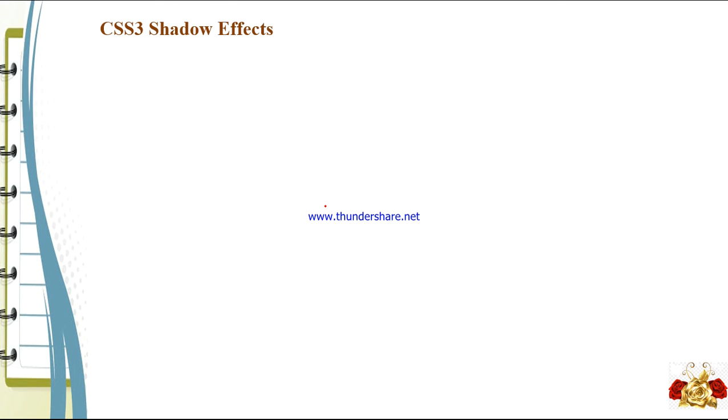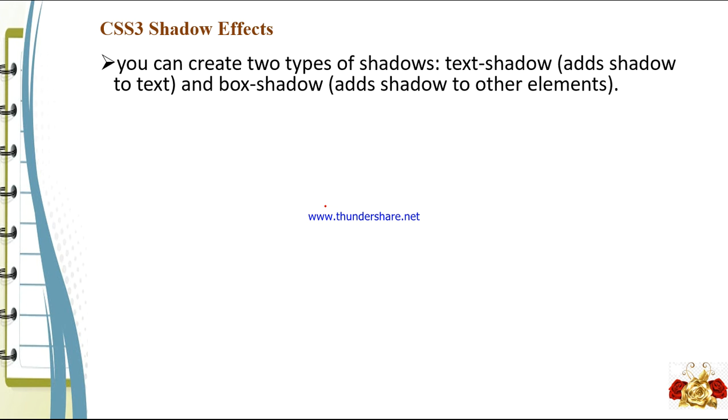Then we are going to study about the shadow effects in CSS. You can create two types of shadow. The first one is text shadow and another is box shadow. Text shadow adds shadow to text. Box shadow adds shadow to other elements. Add shadow to the text and add shadow to the other element.